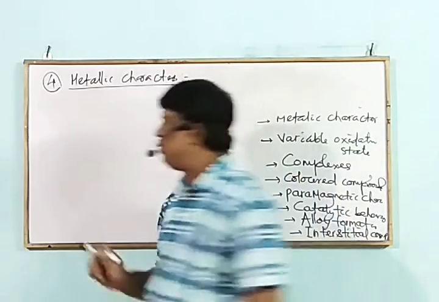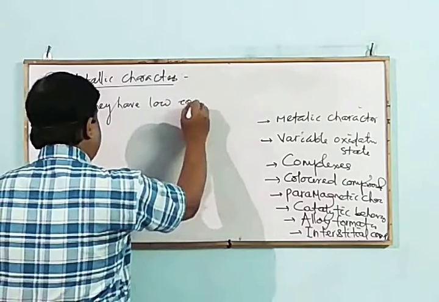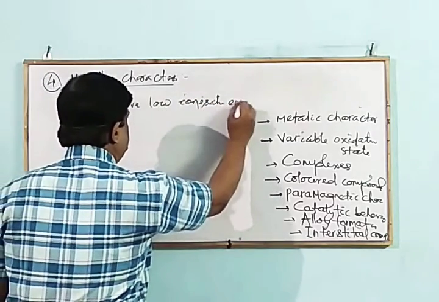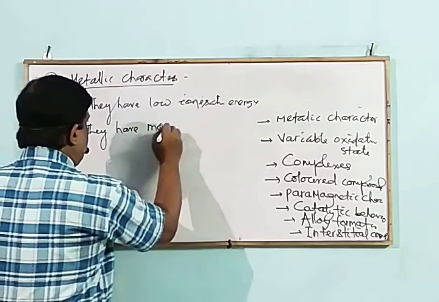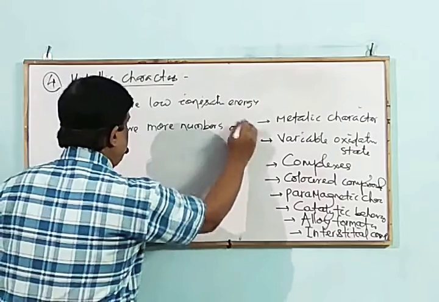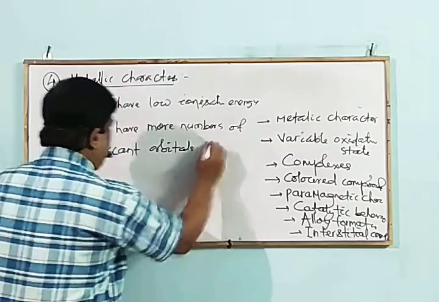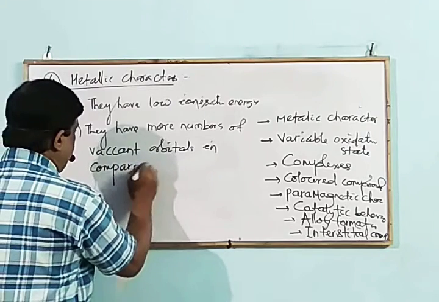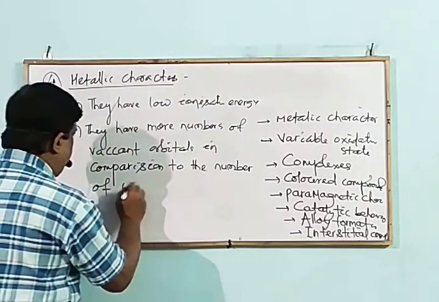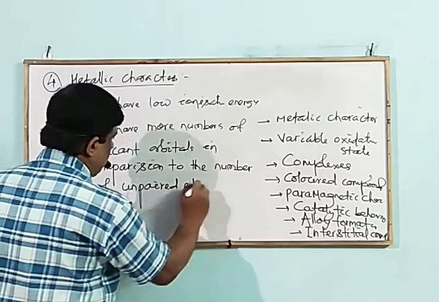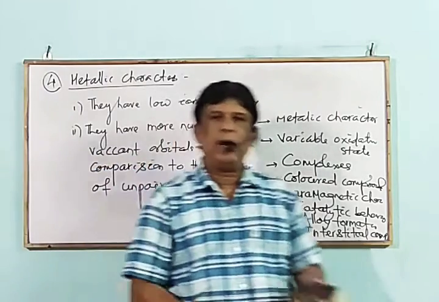I repeat again, two important points. Point one, they have low ionization energy, and point two, they have more number of vacant orbitals in comparison to the number of unpaired electrons. That's why all the transition elements behave as metallic in nature.